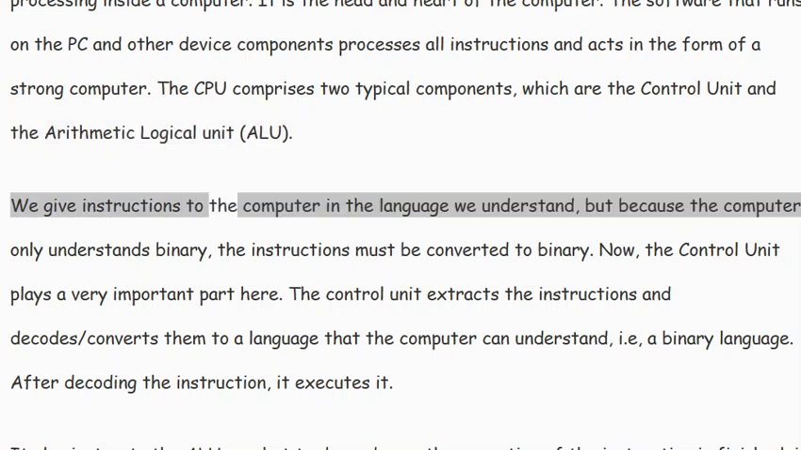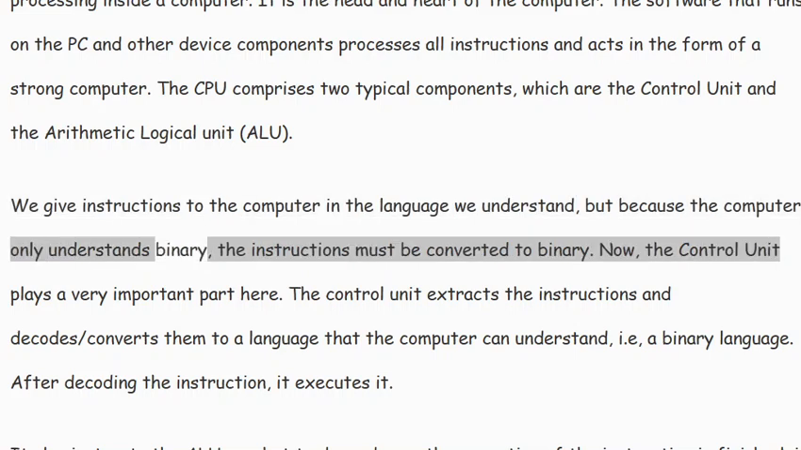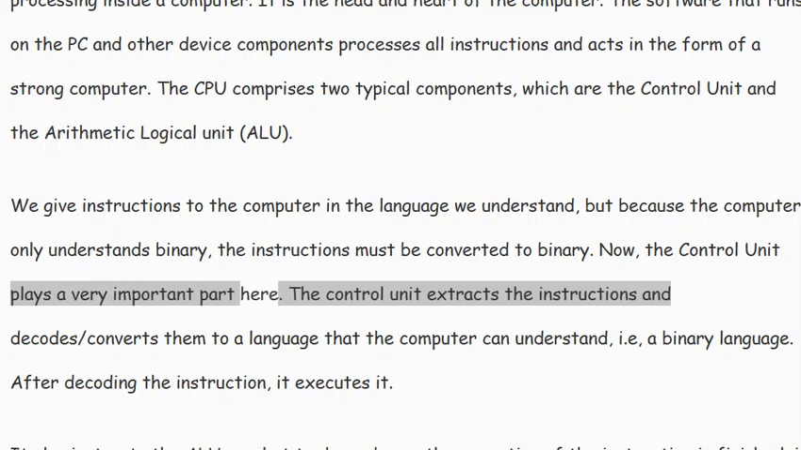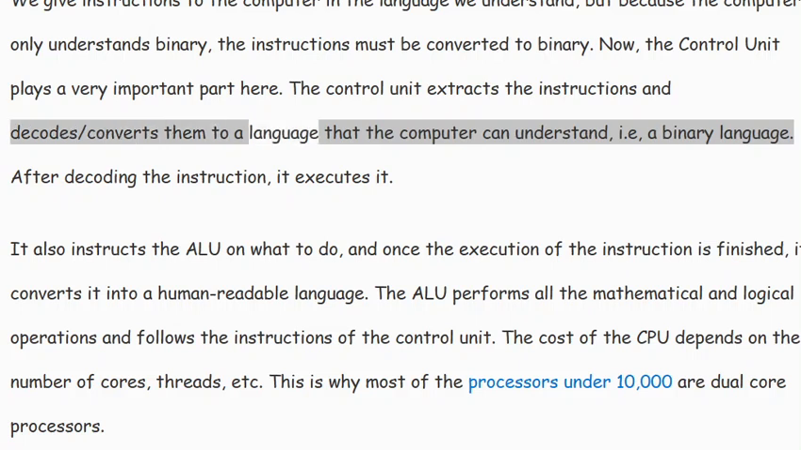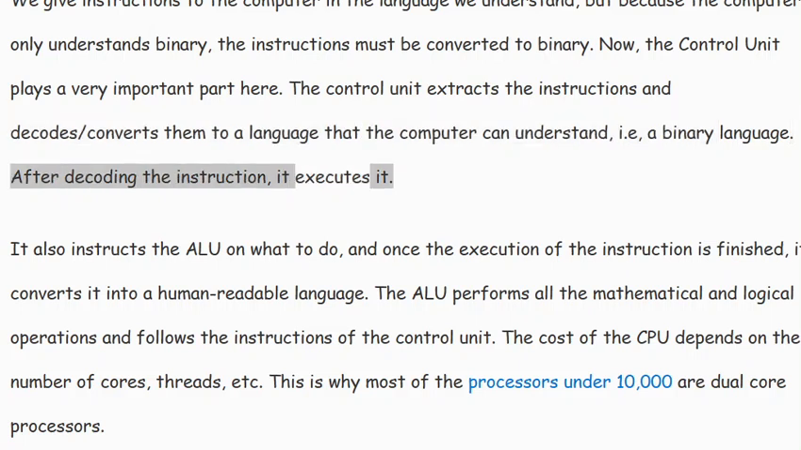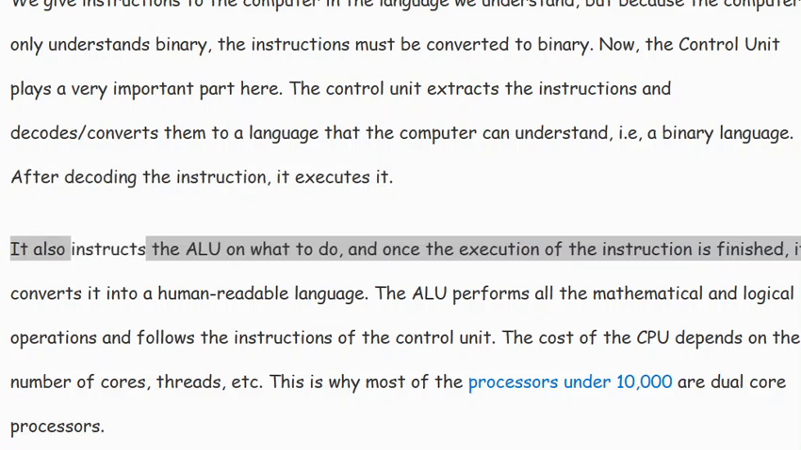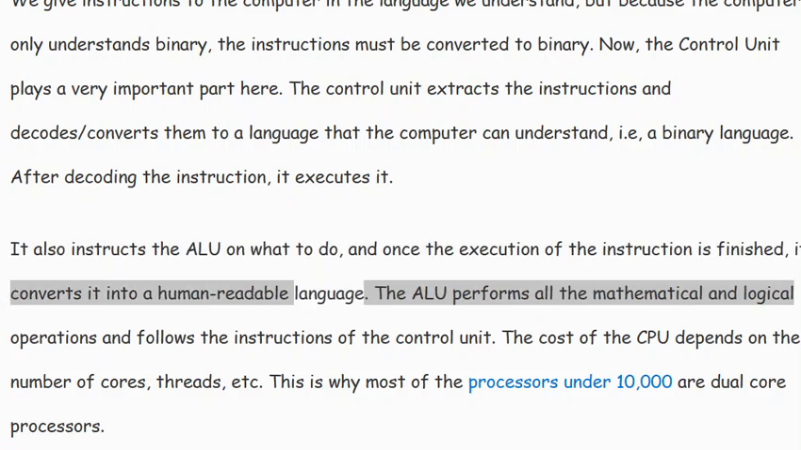We give instructions to the computer in the language we understand, but because the computer only understands binary, the instructions must be converted to binary. Now, the control unit plays a very important part here. The control unit extracts the instructions and converts them to a language that the computer can understand, i.e., a binary language. After decoding the instruction, it executes it. It also instructs the ALU on what to do, and once the execution of the instruction is finished, it converts it into a human-readable language.